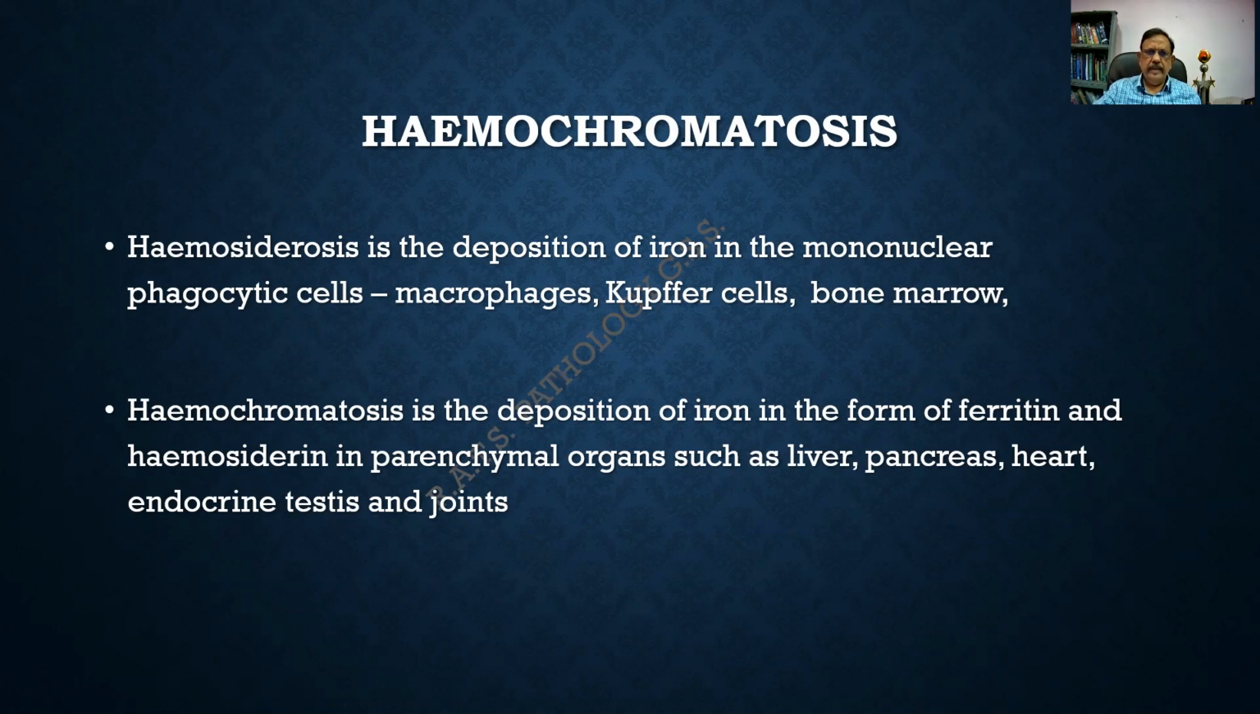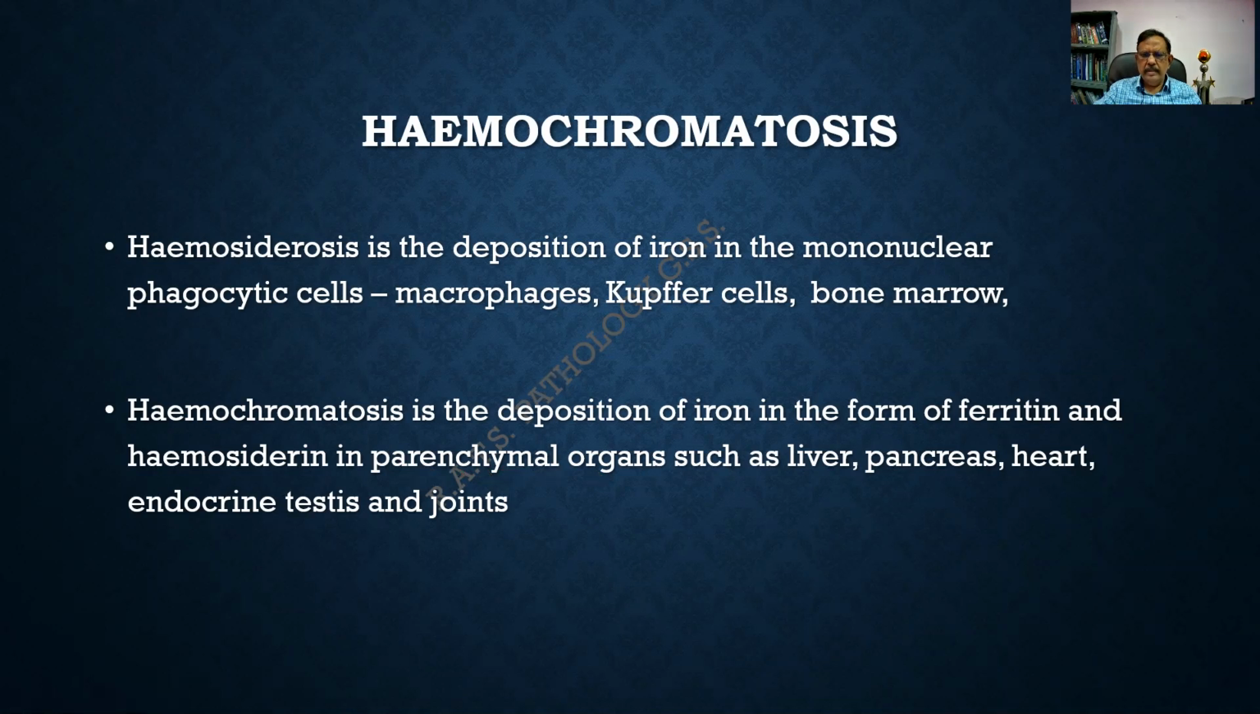The first topic for the day is hemochromatosis. This literally means an excess of iron. There are two special terms. One is hemosiderosis, another is hemochromatosis. Hemosiderosis is the deposition of iron in the mononuclear phagocytic cells, such as macrophages, Kupffer cells, and bone marrow. Whereas hemochromatosis is the deposition of iron in the form of ferritin or hemosiderin in the parenchymal organs.